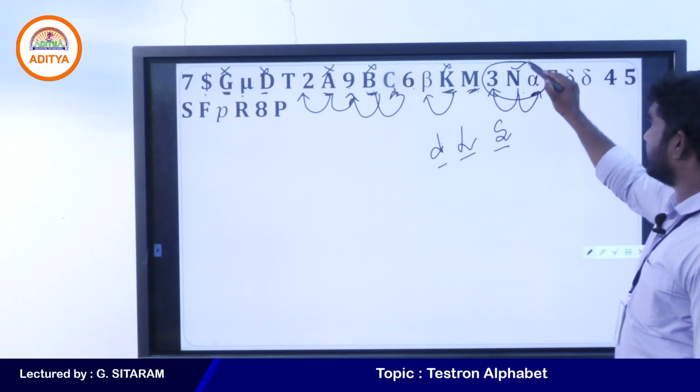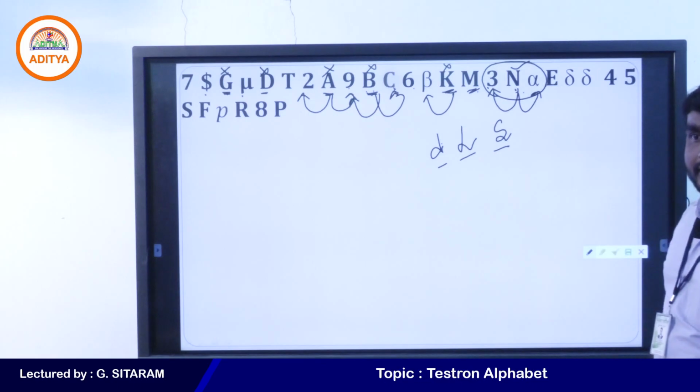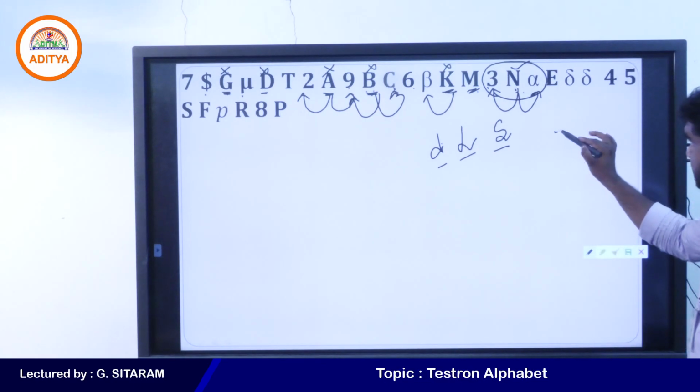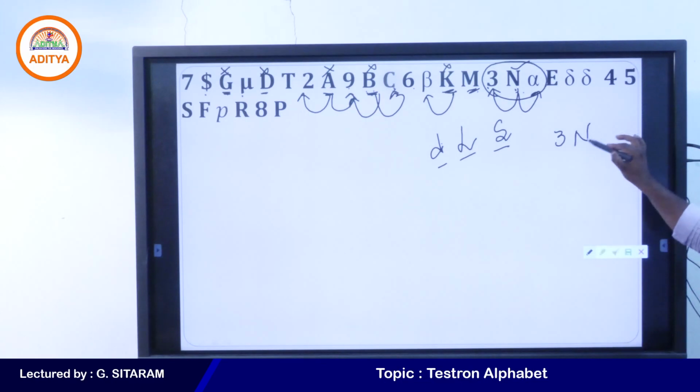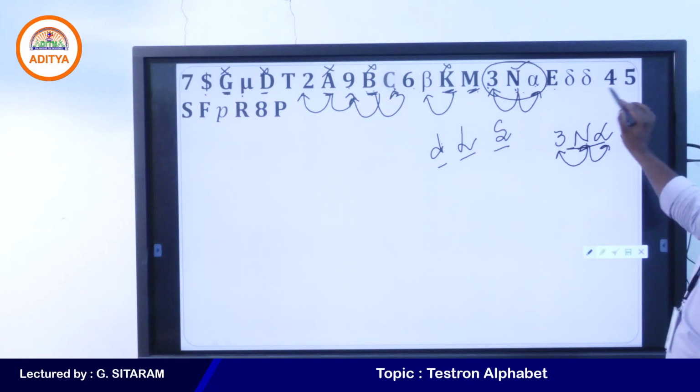The N is the letter, it is preceded by a digit and it is followed by a symbol. You have to take this pair, 3n alpha. The condition is satisfied. Find the letter which is preceded by a digit and followed by a symbol, this is the condition. It is satisfied. Then take E. Is it preceded by a digit? No, you can't take it.